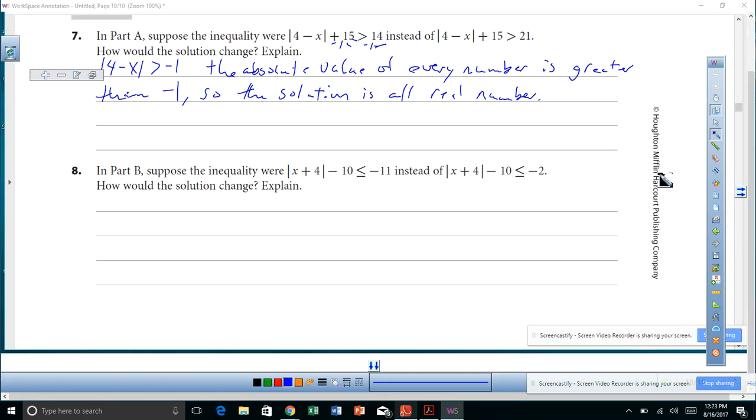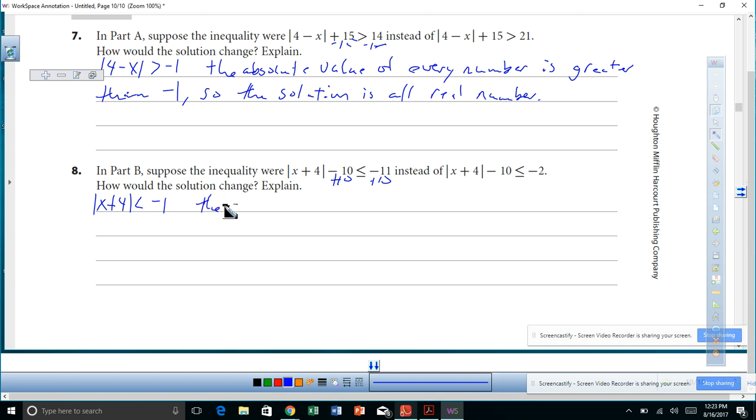Well, let's see here. What do we got? We've got the absolute value of x plus 4. Let's add 10 to both sides. We would have the absolute value is less than or equal to -1. Well, again, you can stop because there are no real numbers whose absolute value is less than or equal to -1. Okay? You can stop.